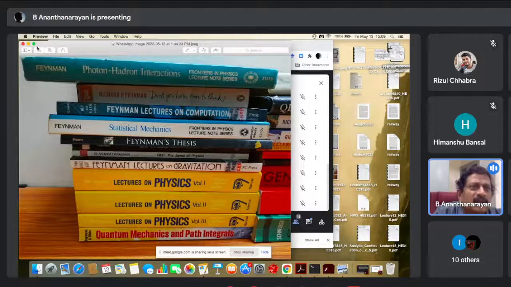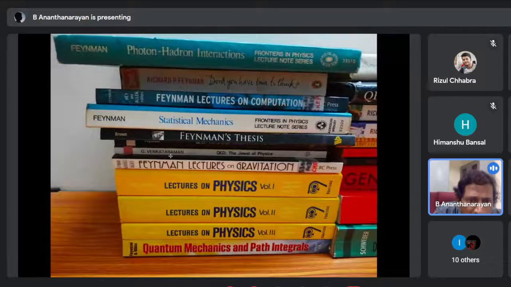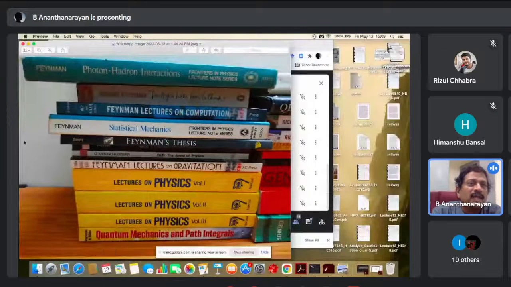Then there's a book over here. I can't see what it is. Let me see if I can make this any bigger. There's Feynman's thesis. I think this is his book, Feynman's own book on QED, that is between the thesis and Venkataraman's book. He has written a book on statistical mechanics, which is a very good textbook. He has these lectures on computation. This is his collection of some of his letters. And this is one of his books on particle physics, which is called Photon-Hadron Interactions. He talks about his contributions on the parton model. So that is one of his books.